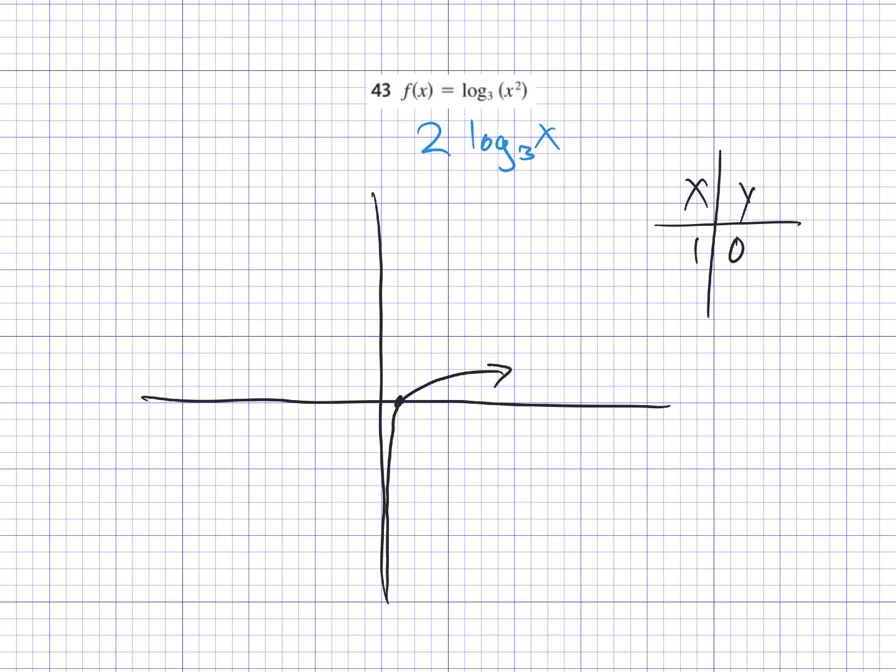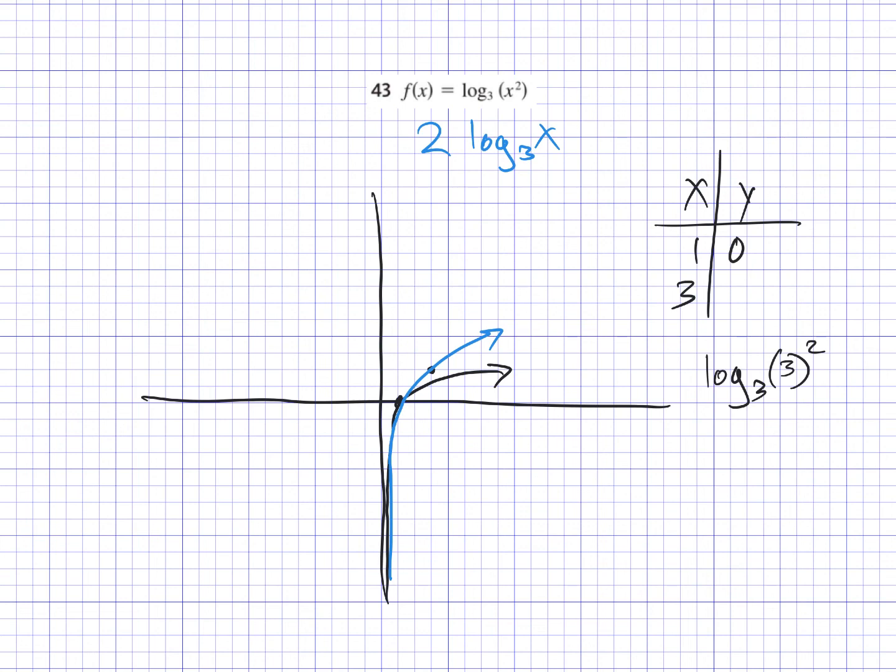But let's go ahead and put 3 in again. So it's log base 3 of 3 squared. So that's 2. When x is 3, we're at 2. So it just stretches it up a little bit less than the last problem. That's all you had to worry about.